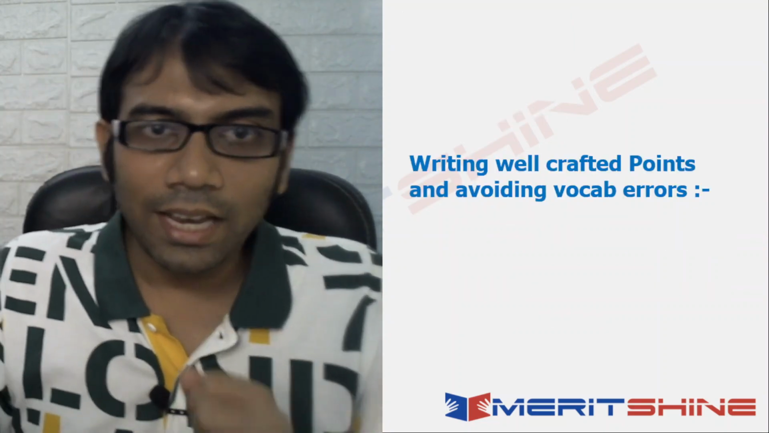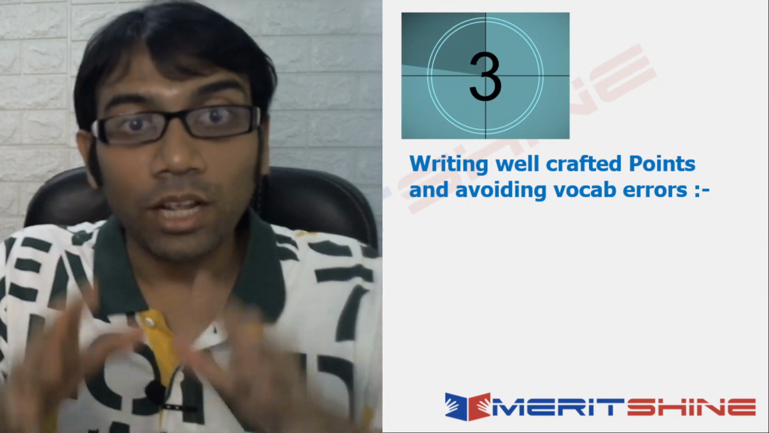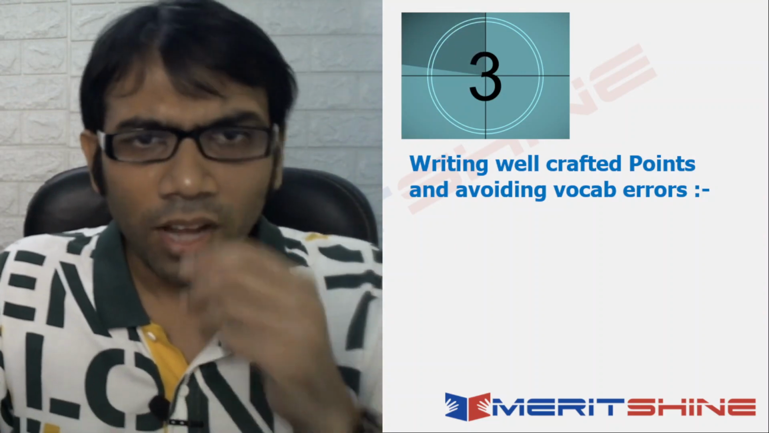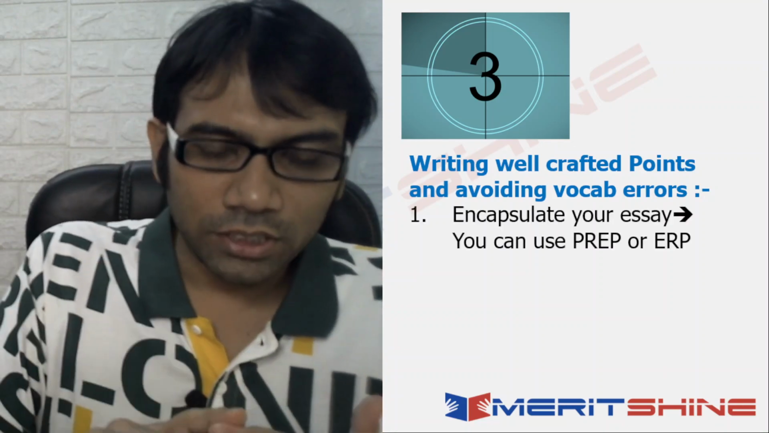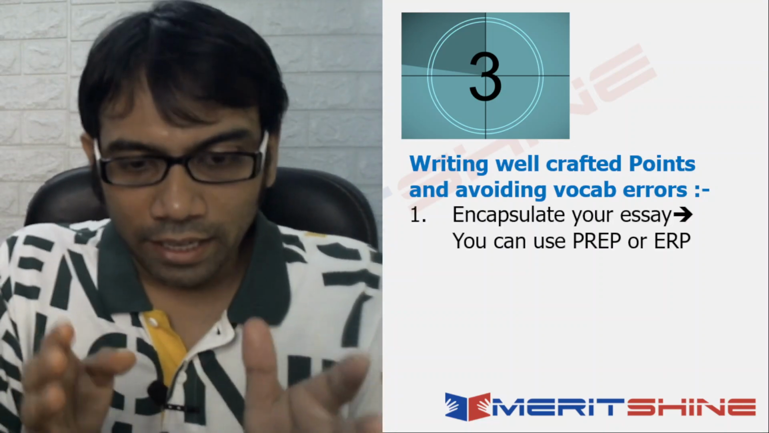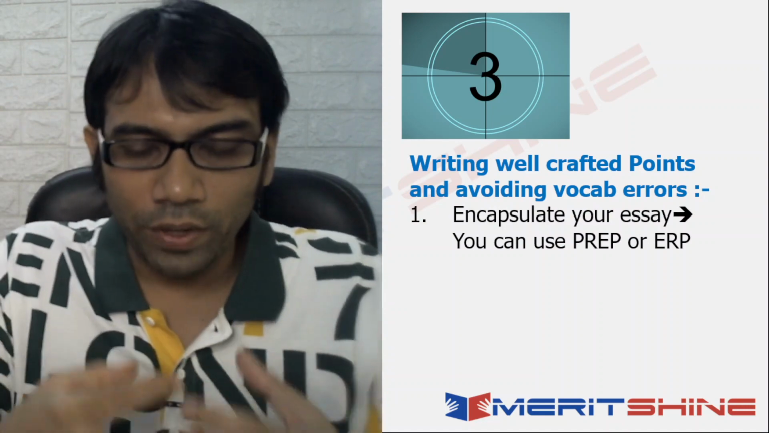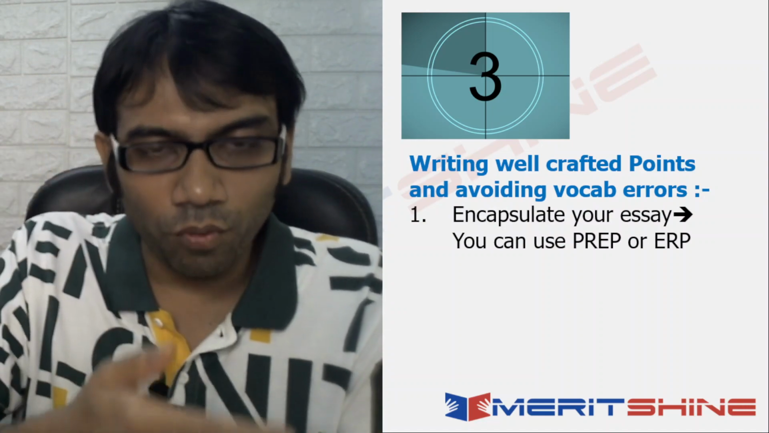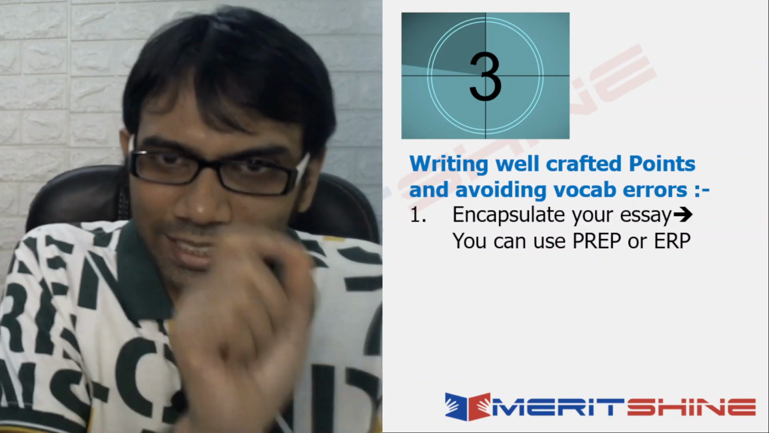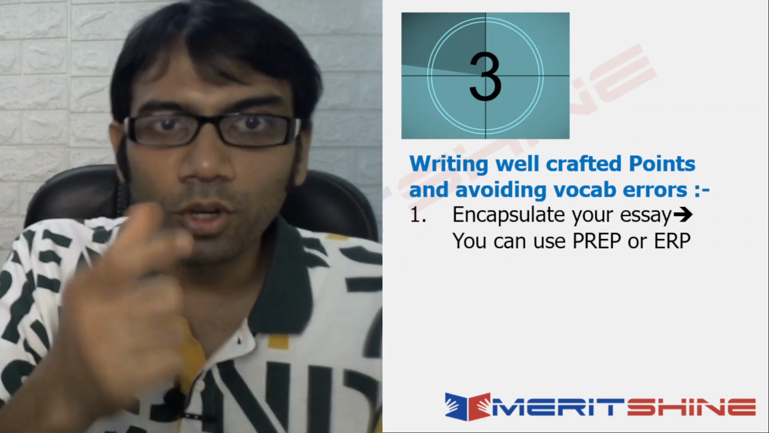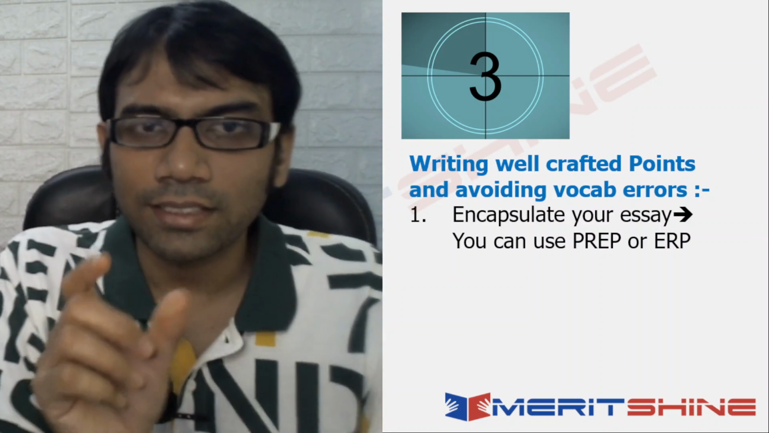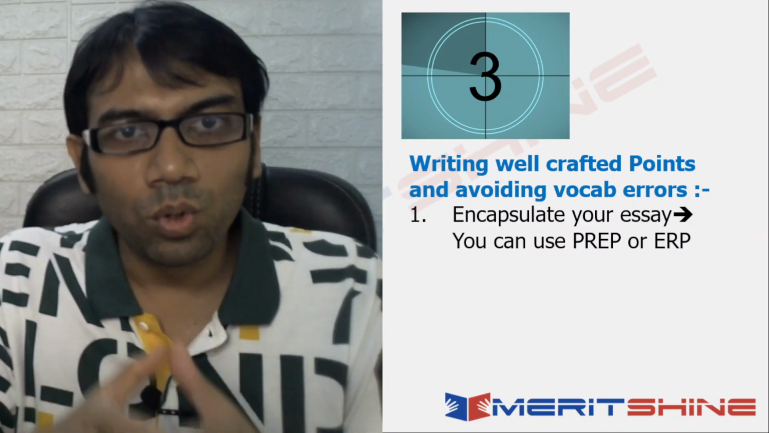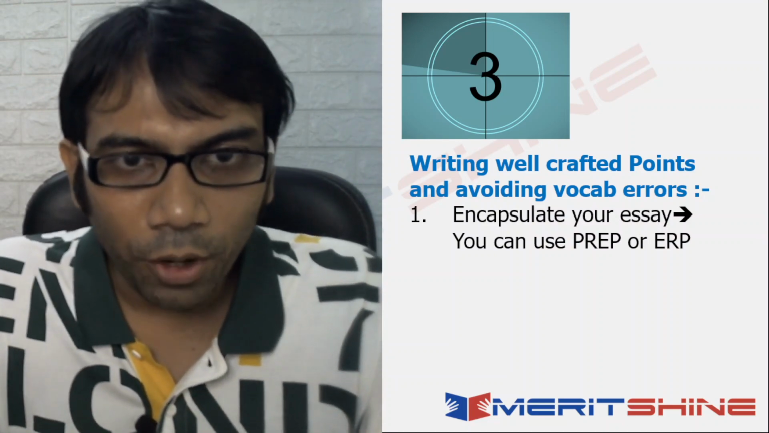Okay, the last point is writing well-crafted points and avoiding vocab errors. How do you do that? See, first, encapsulate your essay, especially each one of your points. So, how would you write a sentence? Each sentence, write it in the way of PREP or ERP in the body. The body sentences, it's better to write them in the PREP and ERP model, right? So, how do I write PREP and ERP points?